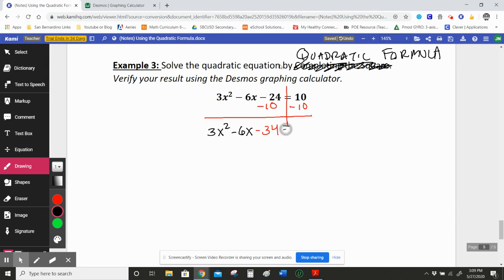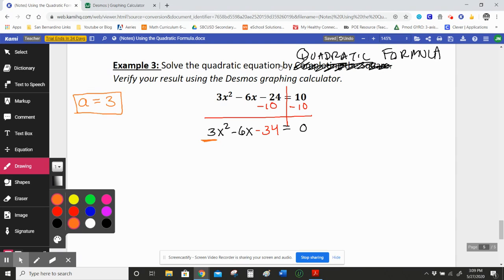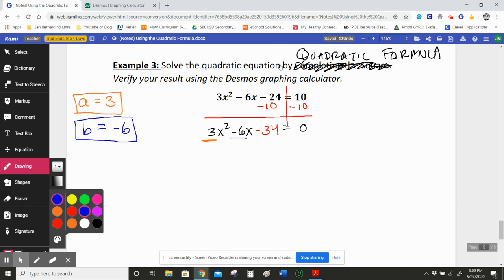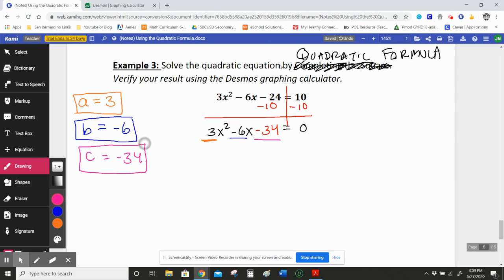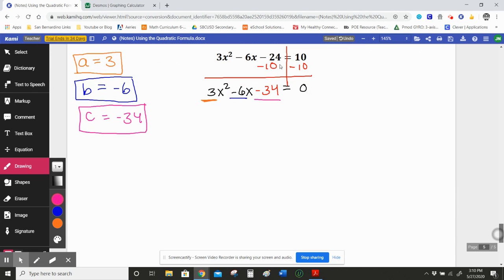Okay, now that I have the equation set equal to 0, now I can start thinking about my values of a, b, and c. So the number in front of the x squared is a 3. So I'm going to say a is equal to 3. Notice that it doesn't really matter that it's not a 1 because the quadratic formula will work for any number no matter what. The value of b is the number in front of the x, which in this case is -6. Don't forget the negative. And then the value of c is the number that doesn't have a variable, which in this case is -34. So yeah, the numbers are kind of obnoxiously big, but it should work if we plug it into the formula no matter what. All we need to do is memorize it.